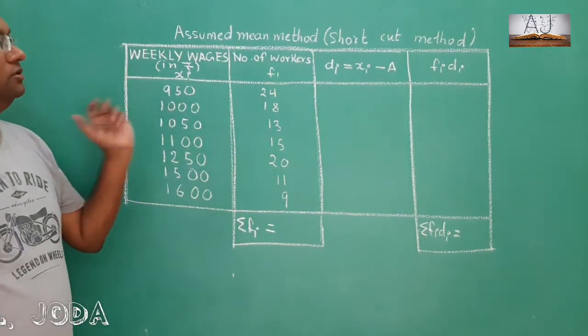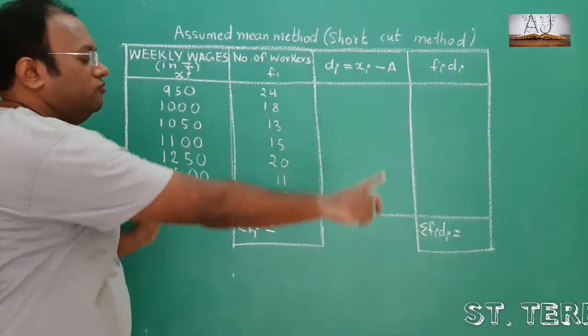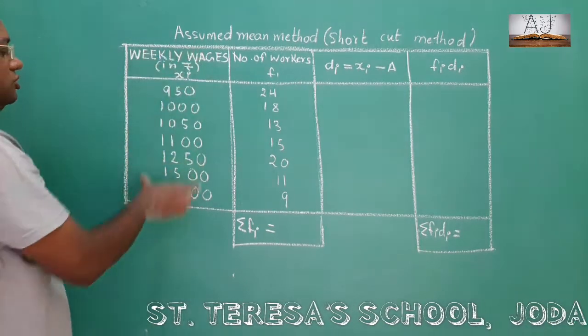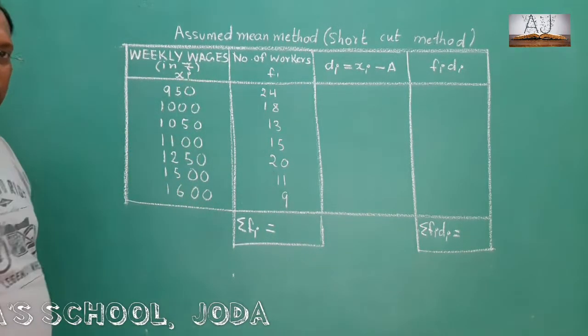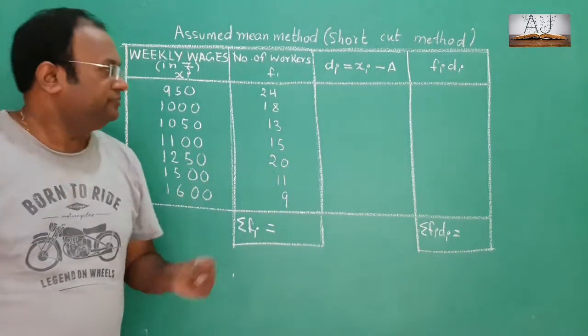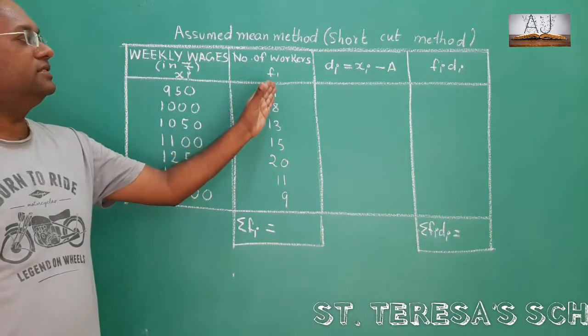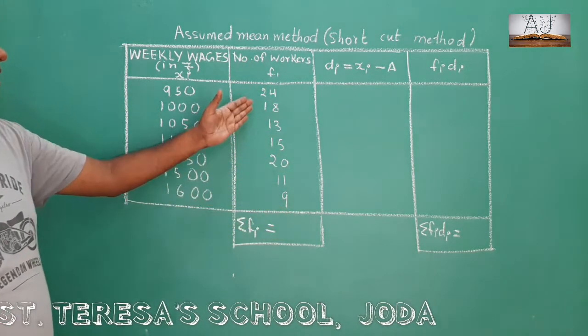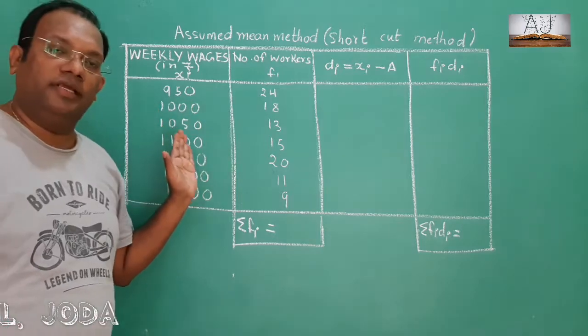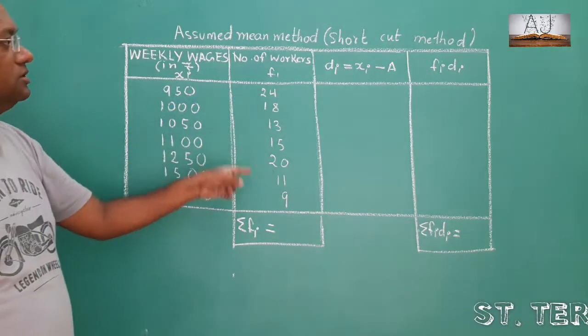So here's the question. First of all, we need to make a format like this. The first column will be weekly wages in rupees. Write that as Xi. Then the number of workers, that is Fi. These two data are given already in the question, so write them in columns.